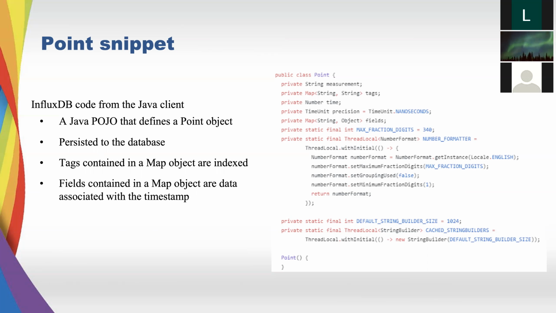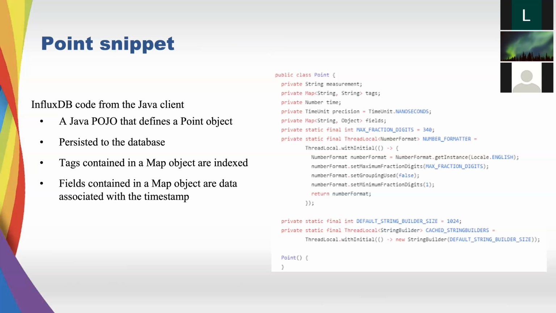The first thing that we have defined in this point class is a string called measurement. It's just going to be the name of the measurement that you would want to perhaps query by, and is something that you would want to have the point persisted as by name.